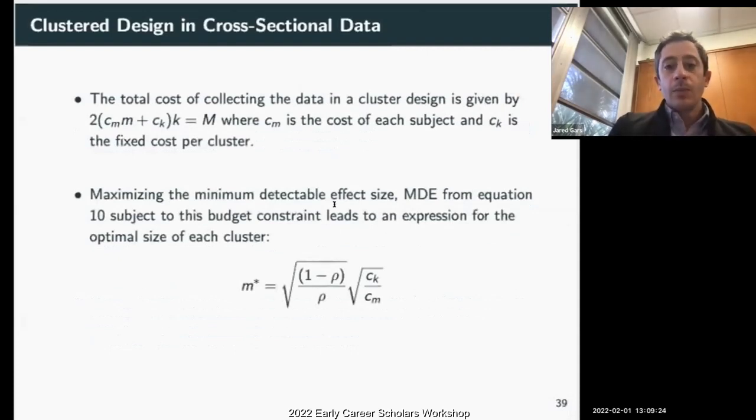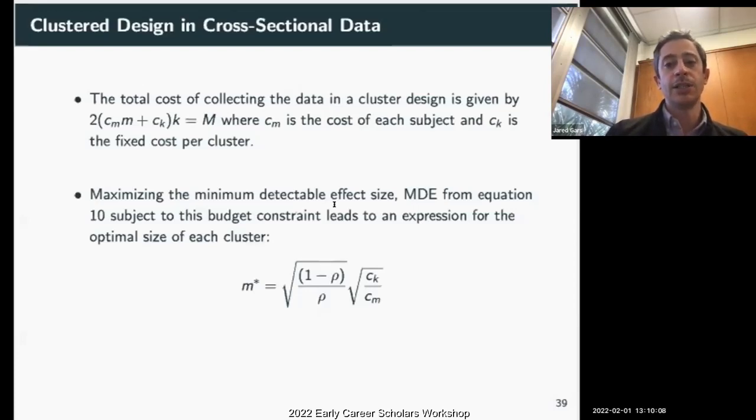So going back, we can consider costs as well. If we have a per unit cost as well as a fixed cost per cluster, what we can do is maximize that minimal detectable effect size subject to this constraint, and the MDE subject to the budget constraint is going to lead to this expression below. What we can see here is that the optimal cluster size, that is the number of units in each cluster, is going to be proportional to the square root of the ratio of the fixed cost per cluster and the cost per unit, and then also to the ratio of the standard deviation of the within and between cluster variation. So the optimal cluster size is going to be independent of the total budget available for the experiment.